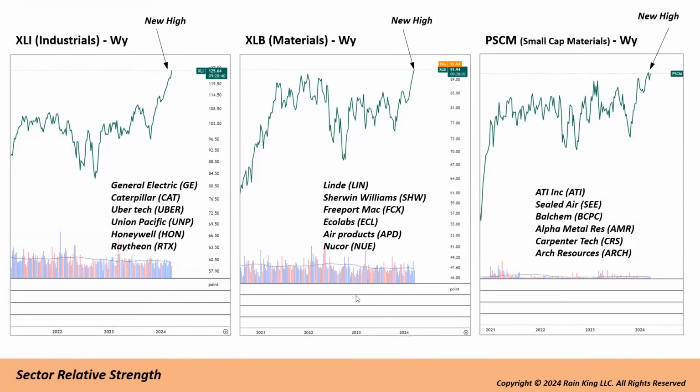Some more sector relative strength. The XLI is industrials, XLB is materials. And you can see here, these are really some of the reasons the S&P is outperforming. New highs in the XLI, new highs in materials, and I've just given you a couple of the flavor of the types of stocks. Steel stocks have been performing well.